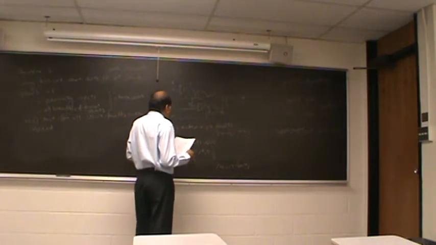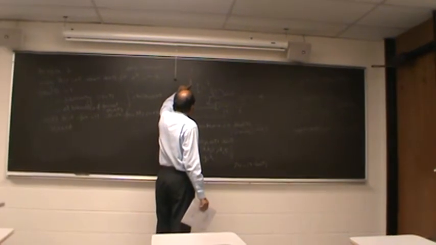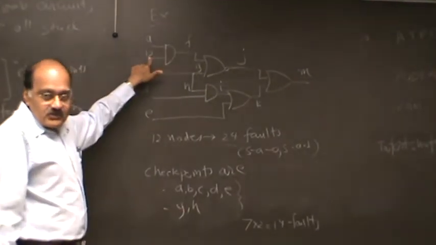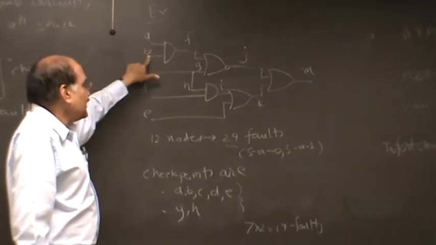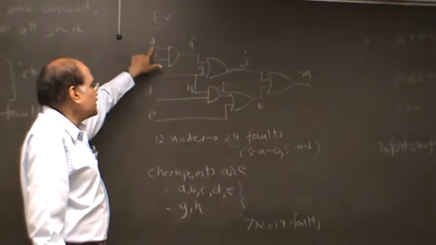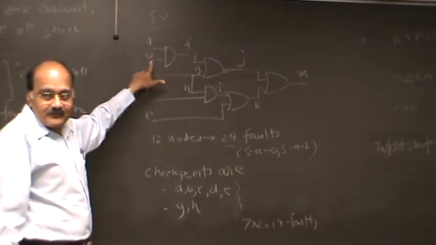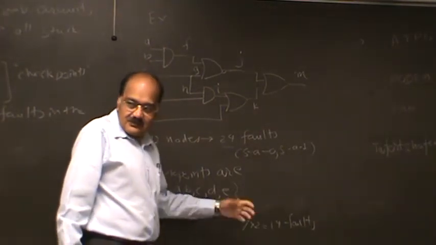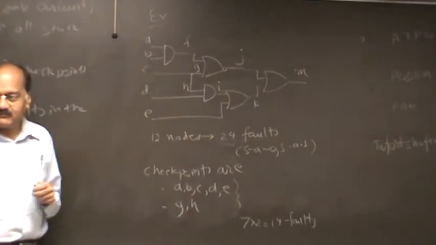So for example, stuck at 0 here, stuck at 0 here. So we have 2 of them included in those 14 faults. But notice that stuck at 0 here and stuck at 0 here, they are equivalent, right? So you can even make this less. So you can do even better than 14. You can even reduce it further.